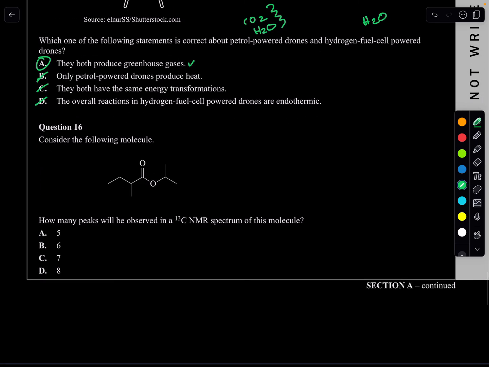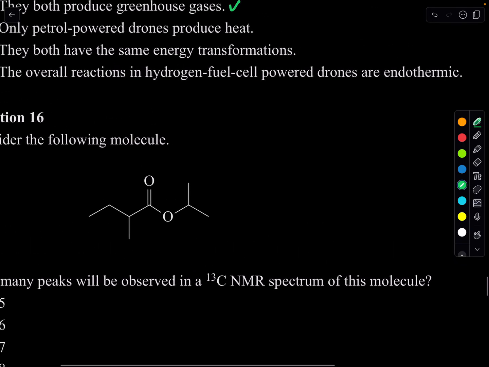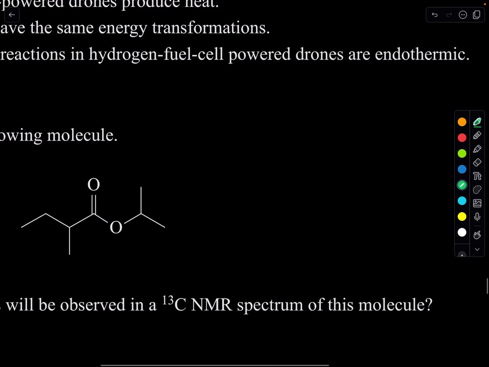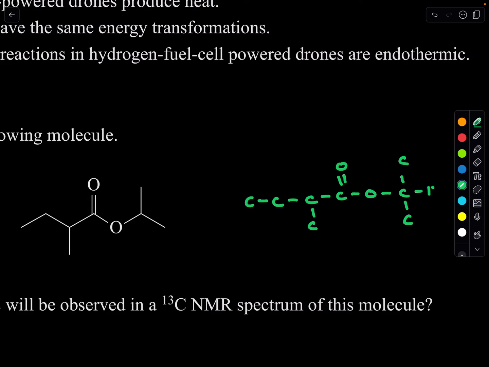Question 16. Consider the following molecule. How many peaks will be observed on the carbon NMR spectrum of this molecule? Easy. Let's first have a look at it. Let's draw it in its structural formula. So we have carbon here, carbon, and we have a carbon here, a double bond to oxygen, carbon, and carbon here. Now let's draw these here. And these are the hydrogens. All right, here it is.